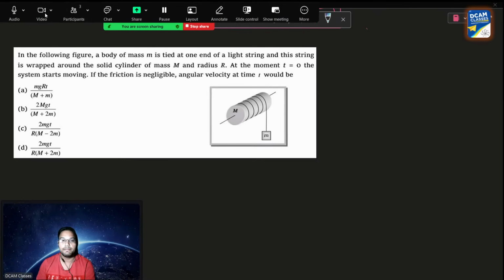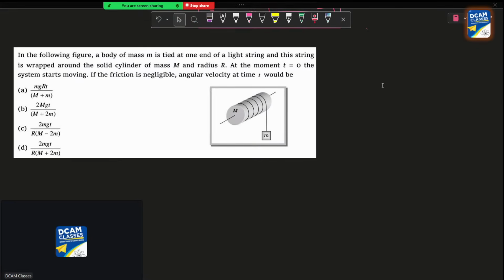Just relax, be relaxed, try to understand the question. If you have any doubt in understanding the question, ask me. And if you understand, try to solve. Try to first make the equations and then clarify with me whether your equations are correct or not.